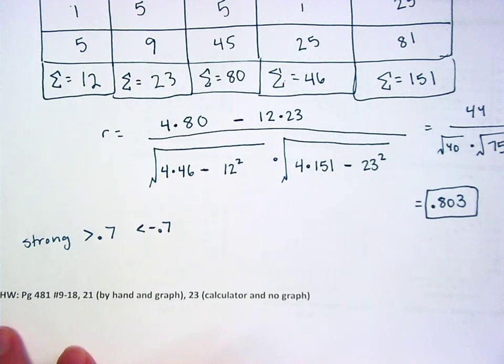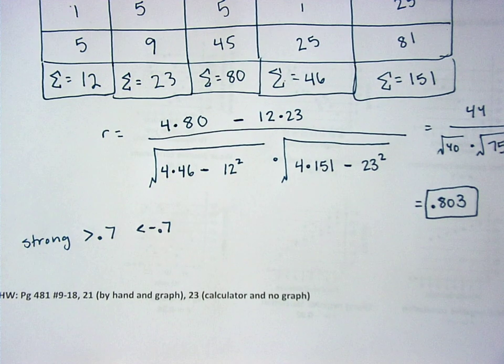One's weak though. It doesn't go from strong to weak, right? Normal. Moderate. That's cool. I do love stats.